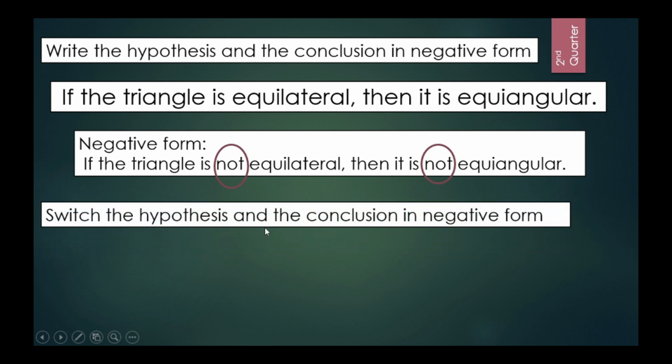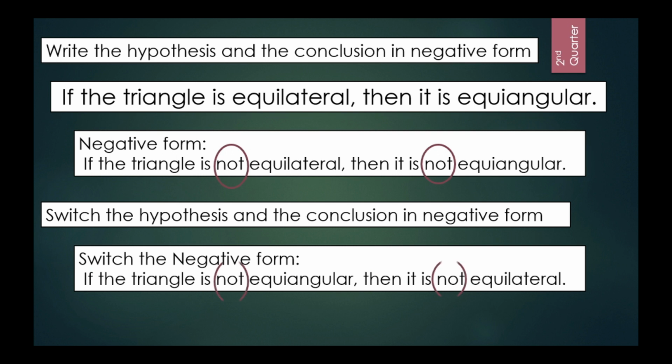Now, let us switch the hypothesis and the conclusion of the negative form. So, etong ating negative form, pagpalitin naman natin yung kanyang hypothesis and conclusion. So the result will be: if the triangle is not equiangular, then it is not equilateral. So yung ating not equiangular, napunta na sa hypothesis, and then yung not equilateral ay napunta na sa conclusion. So what did we do? We switched the hypothesis and the conclusion in the negative form.